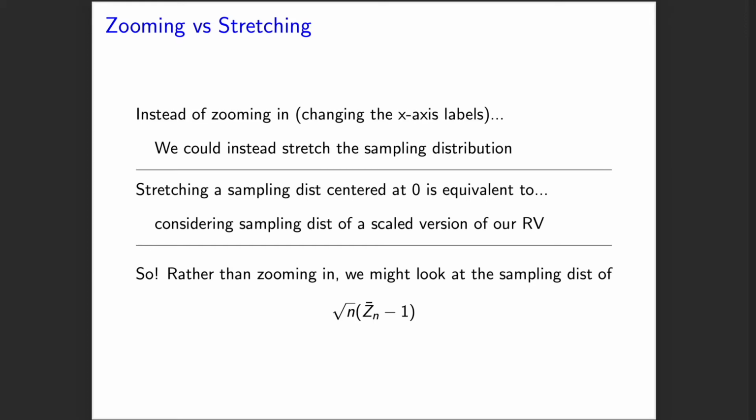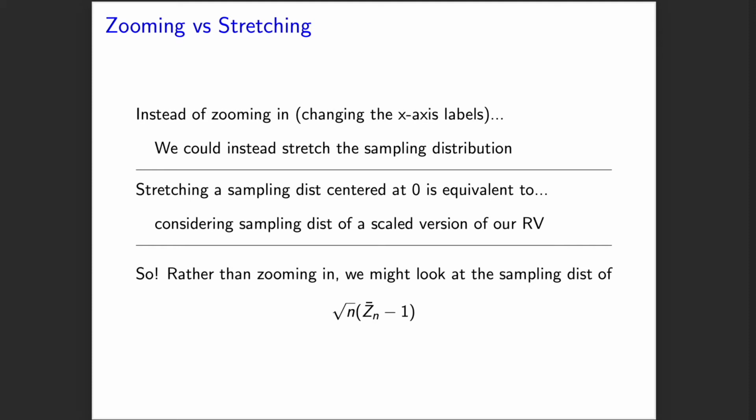of convergence in distribution. So instead of zooming in and changing the x-axis labels, we're going to think about stretching our sampling distribution so that the x-axis can remain on the same scale that it always was, regardless of how large n is. Stretching a sampling distribution that's centered at 0 is actually equivalent to considering a sampling distribution of a scaled version of our original random variable. So what does this mean?